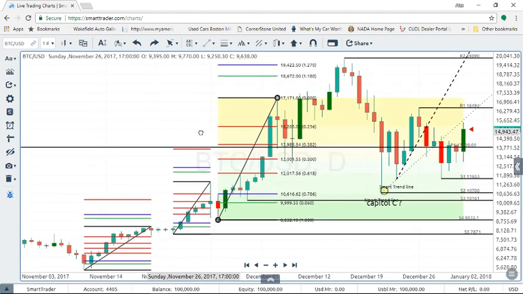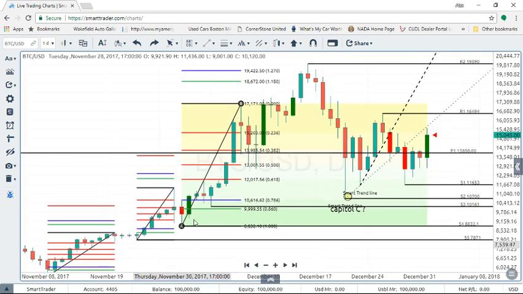So what I do a lot of times is once this Fibonacci is created, I tend to look for a C retracement.